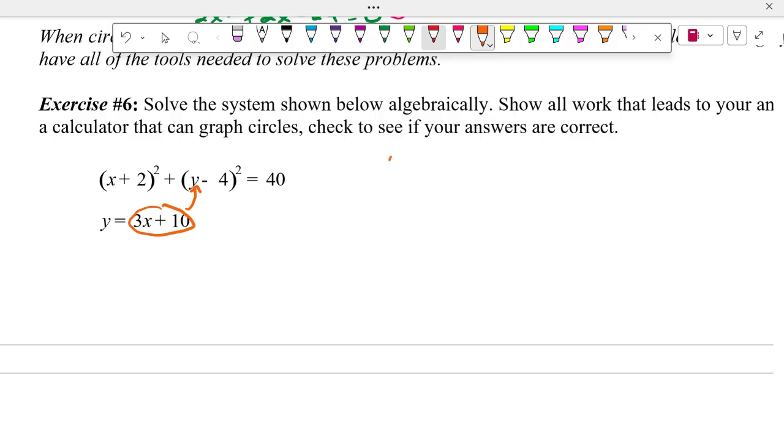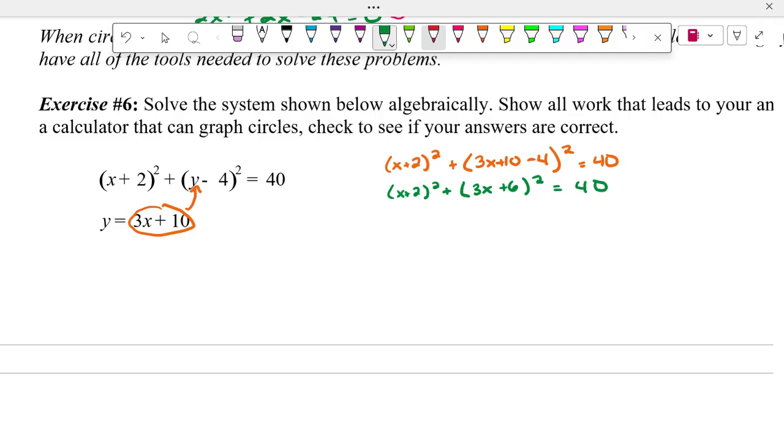Okay. So I got (x plus 2) squared plus (3x plus 10 minus 4) all squared is equal to 40. PEMDAS says I can simplify in parentheses first. So I have (x plus 2) squared plus (3x plus 6) squared is equal to 40. If I simplify both of these, this will be x squared plus 4x plus 4 plus 9x squared plus 36x plus 36. And it's all equal to 40.